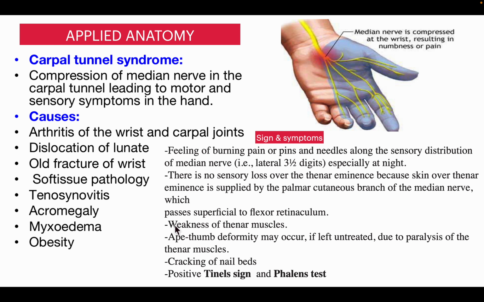There can be weakness of the thenar muscles also. Ape thumb deformity may occur if left untreated, due to paralysis of the thenar muscles. There can be trophic changes, that is cracking of the nail beds, as well as a positive Tinel's sign and Phalen's test.